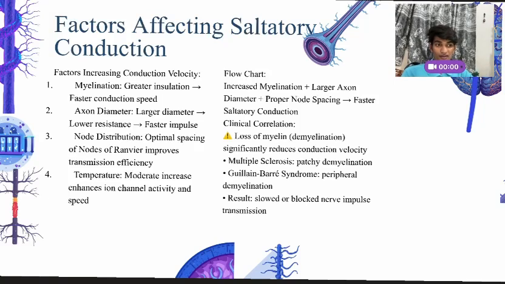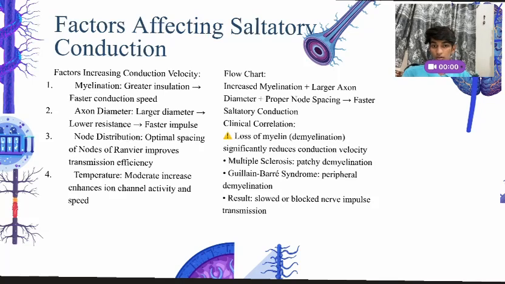Several factors influence how fast impulses travel. At first, myelination. More myelin means better insulation and faster conduction. Axon diameter. A larger axon diameter lowers resistance and allows impulses to travel faster. Node distribution. Proper spacing of nodes of Ranvier improves transmission efficiency. Temperature. A moderate increase in temperature enhances ion channel activity and increases speed. Let's understand it in a flow chart. Increased myelination plus larger axon diameter plus proper node spacing gives faster saltatory conduction.